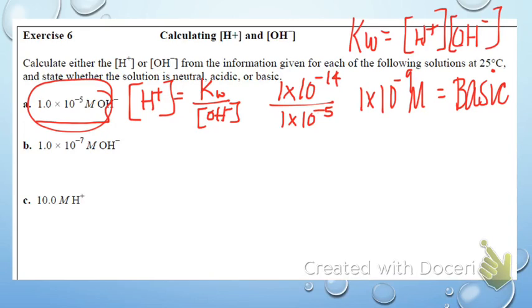Where does the negative 14 come from? It's the auto-ionization constant of water. And all of these solutions are in water, so they have to equal that overall. Okay, so now the next one, what is that? Do we even need to do the math? That is neutral, right?